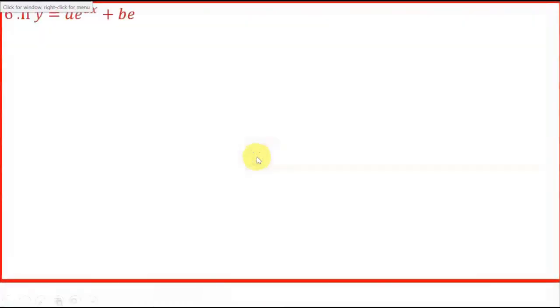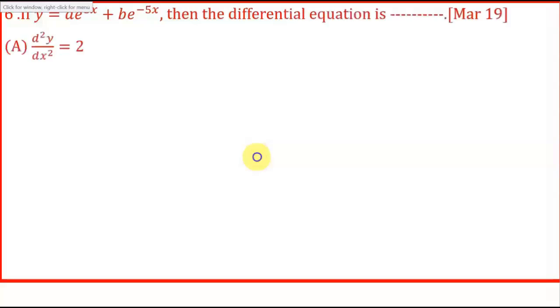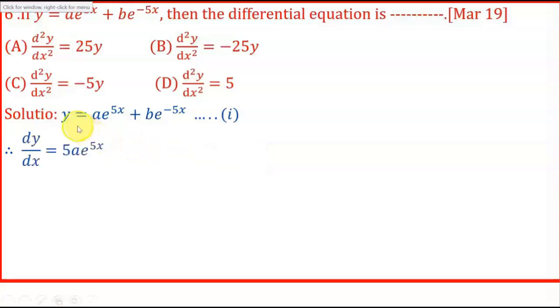Now the next question: if y is equal to a into e raised to 5x plus b into e raised to minus 5x, then the differential equation is: the first option A is d2y by dx square is equal to 25y, B is d2y by dx square is equal to minus 25y, C is d2y by dx square is equal to minus 5y, and D is d3y by dx square is equal to 5. Now here again there are two arbitrary constants. We will differentiate two times.